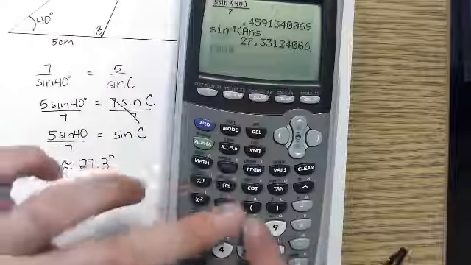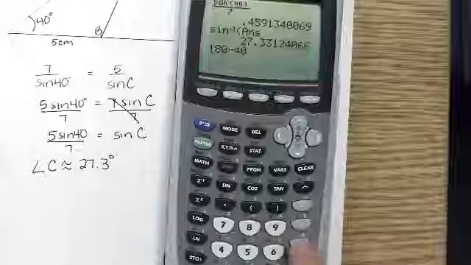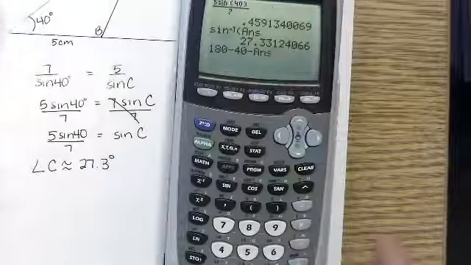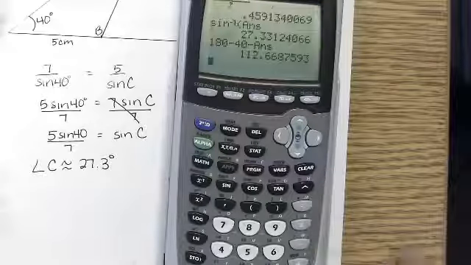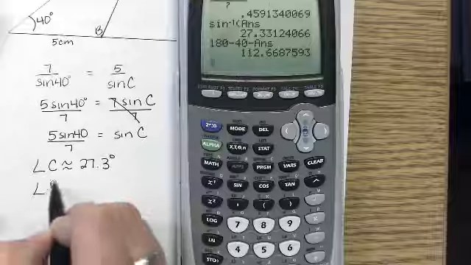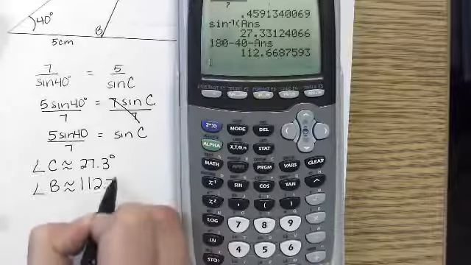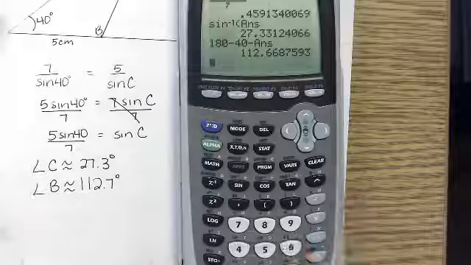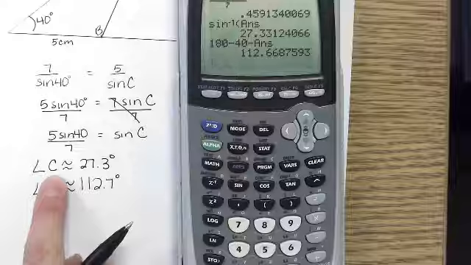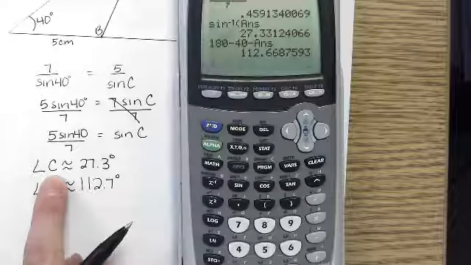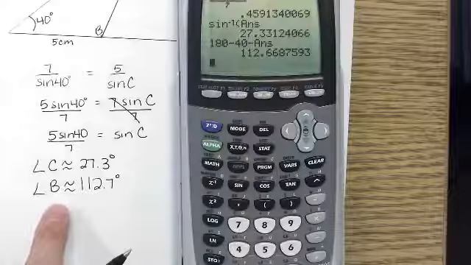So we're going to do 180 minus 40 degrees for the angle that we started with, and I'm going to do minus second answer, so I'm getting rid of that 27.3. I'm subtracting that. So my angle B is approximately 112.7 degrees. And I did not need to store angle C because I already know side C. So angle C and side C, they're done. We already had that part of the triangle. But we still need side B.